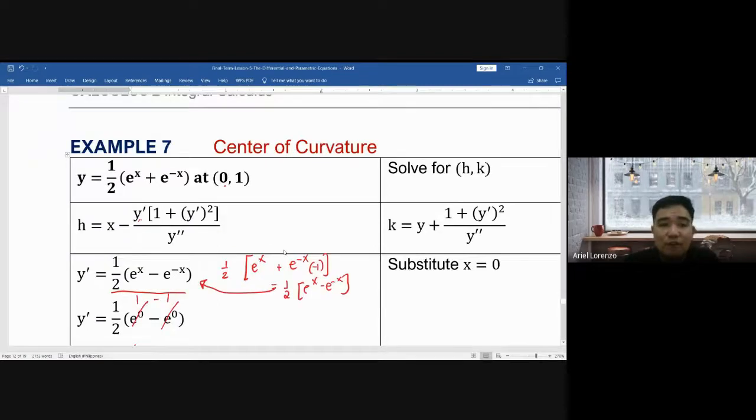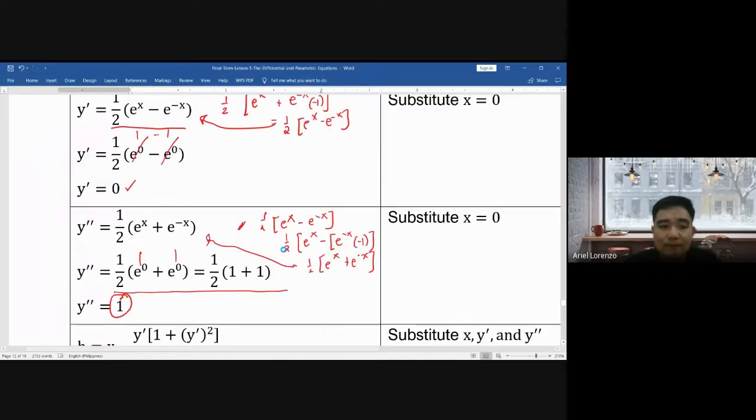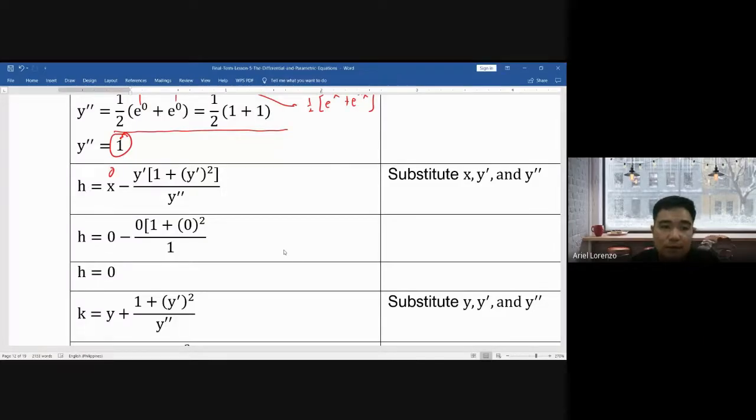You have the value of your h which is 0. You have your k which is 1. Okay, yun yung point. So h, anong x mo? 0. Minus y prime is 0, and then times 1 plus y prime is again 0 squared all over y double prime which is equal to 1. Okay, calculating it, you get 0.